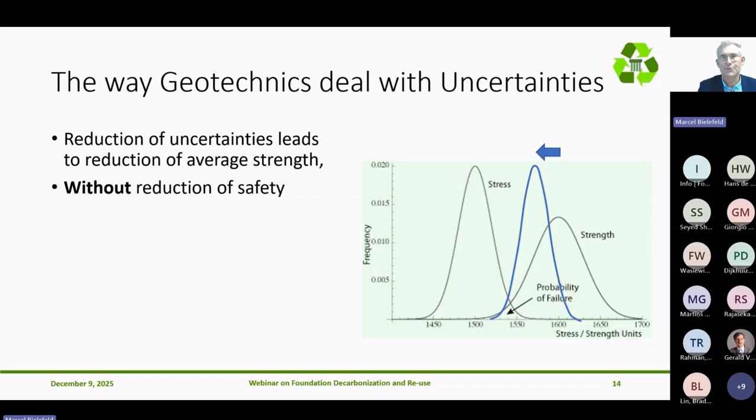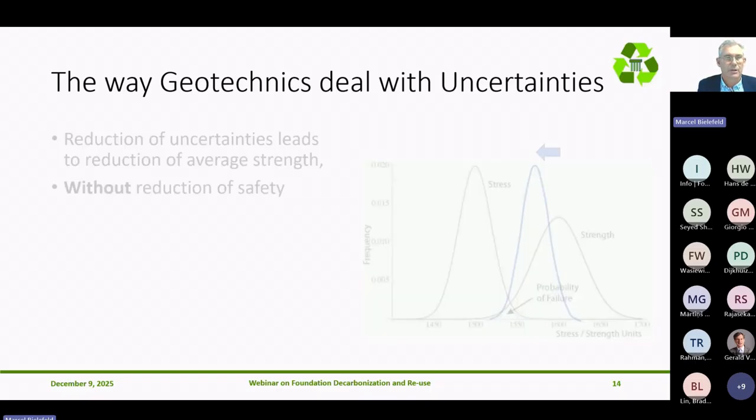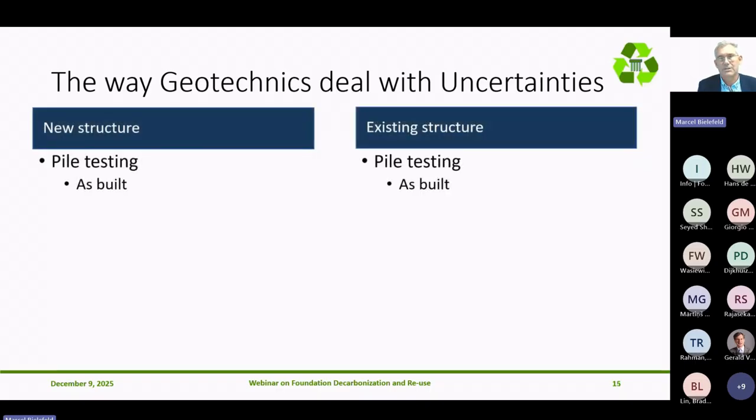So how to reduce those uncertainties? And that's for new structures as well as for existing structures the same. Just test the pile as it is built. Then you have no influence of whether the pile is constructed differently than according to the drawing, as built versus as designed, or maybe there are some slight imperfections in the pile. That doesn't count if you just load the pile and test the pile.